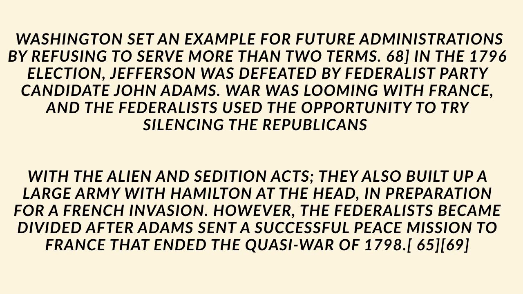Washington set an example for future administrations by refusing to serve more than 2 terms. In the 1796 election, Jefferson was defeated by Federalist Party candidate John Adams. War was looming with France, and the Federalists used the opportunity to try silencing the Republicans with the Alien and Sedition Acts. They also built up a large army with Hamilton at the head in preparation for a French invasion. However, the Federalists became divided after Adams sent a successful peace mission to France that ended the Quasi-War of 1798.